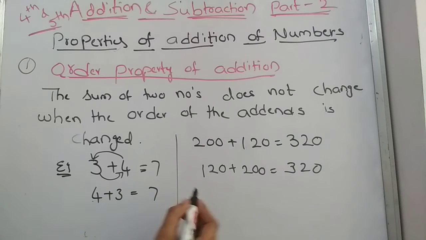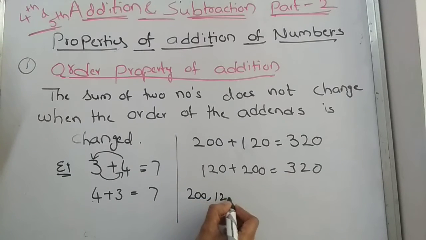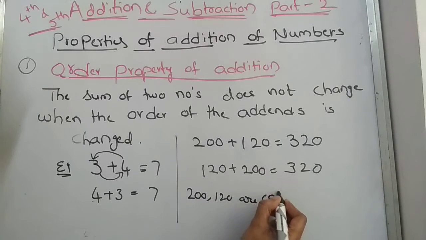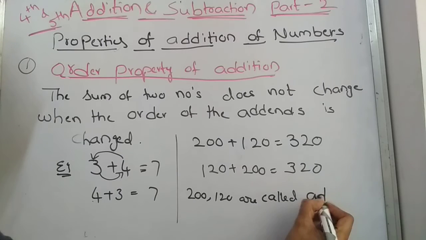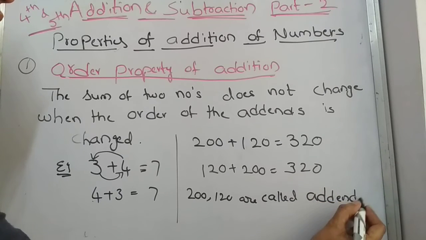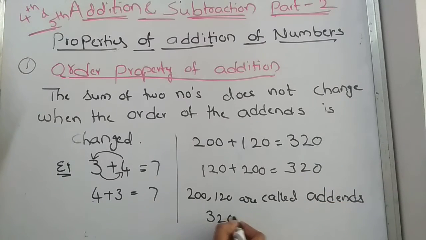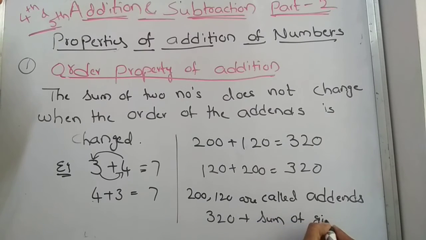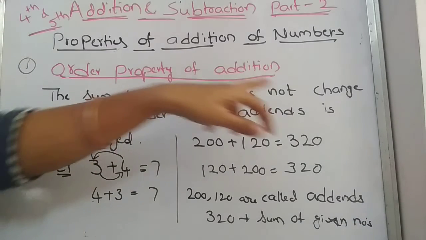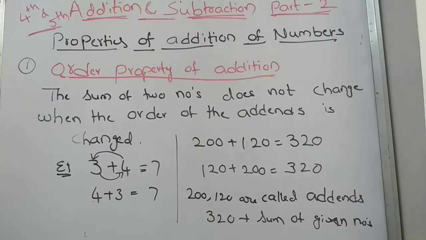Here, what are the addends? 200 and 120 are called addends, A-D-D-E-N-D-S. 320 is called the sum of the given numbers. Now clear, right? What is the order property of addition? The sum of two numbers does not change when the order of the addends is changed.